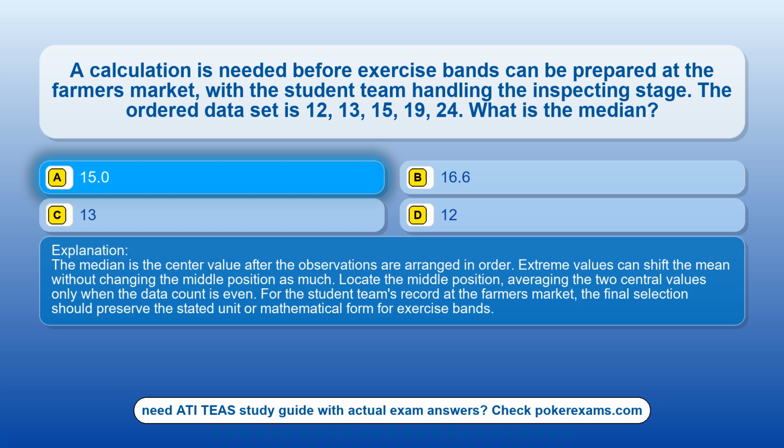The median is the center value after the observations are arranged in order. Extreme values can shift the mean without changing the middle position as much. Locate the middle position, averaging the two central values only when the data count is even. For the student team's record at the farmer's market, the final selection should preserve the stated unit or mathematical form for exercise bands.